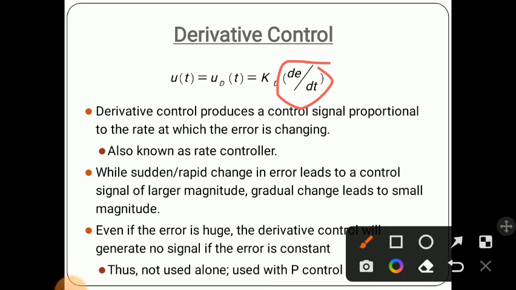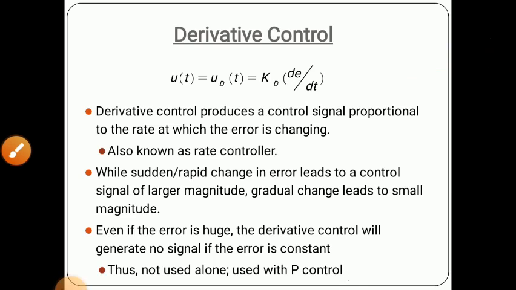So there should be some change in error if we want to generate control action. If error is 0, what will happen? There will be no control action. That's why the error should be continuously varying to generate some control action. Thus it is not used alone, it is used with a proportional controller. Therefore this control is used along with the P controller.